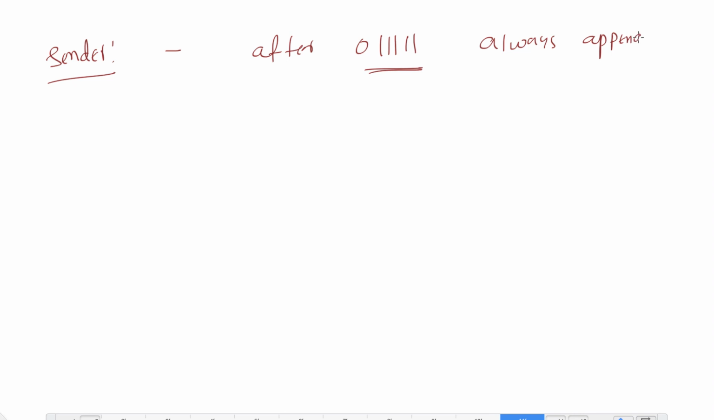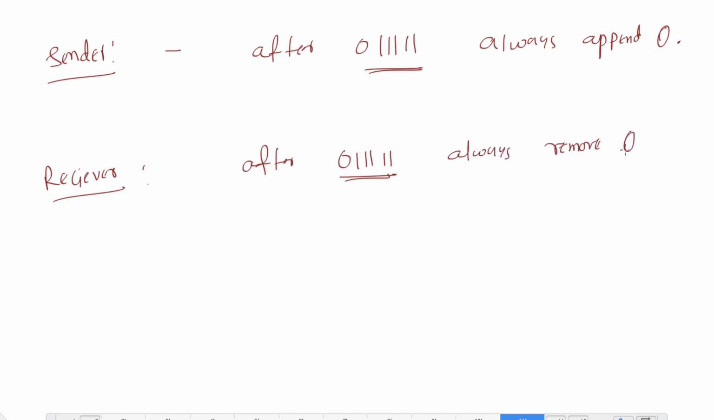So at the sender side the rule is that after the pattern 0 1 2 3 4 5, always append 0, right? At the receiver side the rule is that after 0 1 1 1 1 1, always remove 0, right? This is the rule at the receiver side and this is the rule at the sender side.